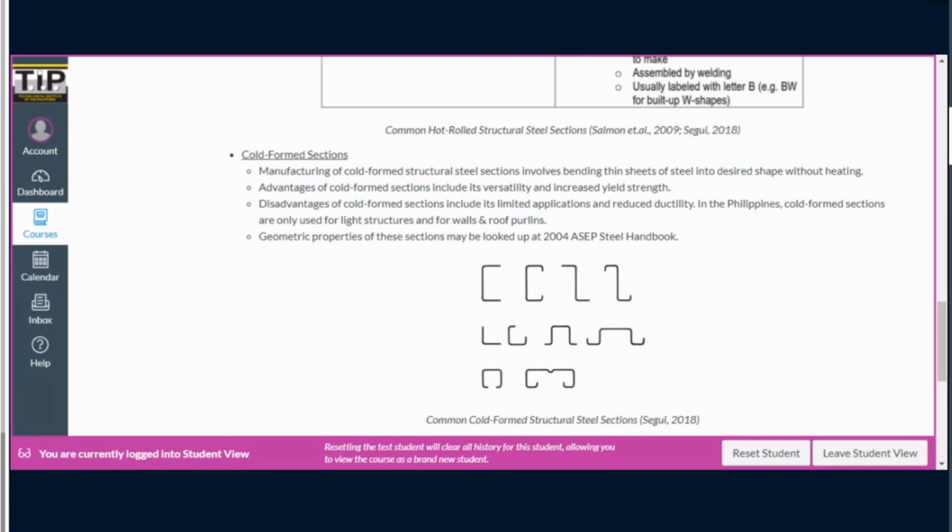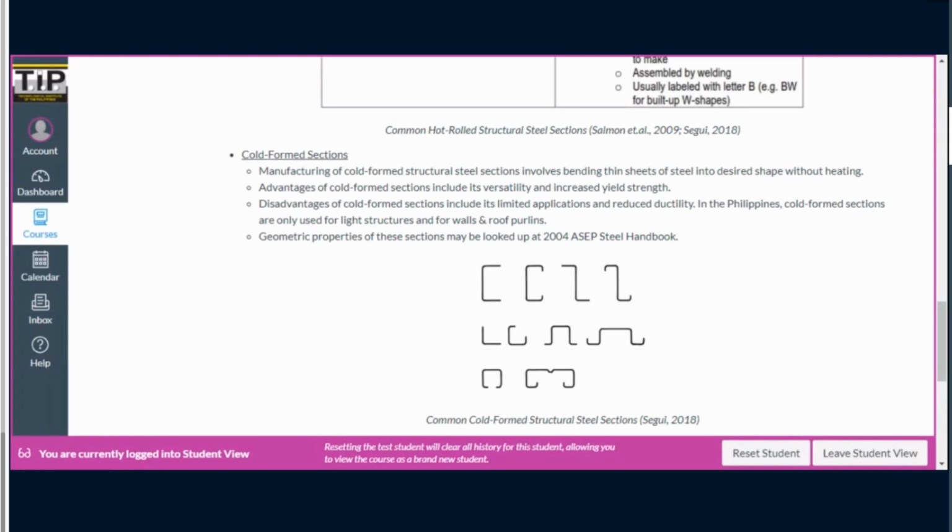However, cold form sections may also actually be used in a seismically active area. In the United States, more especially in California, cold form steel has increasing popularity in use. So there you go.